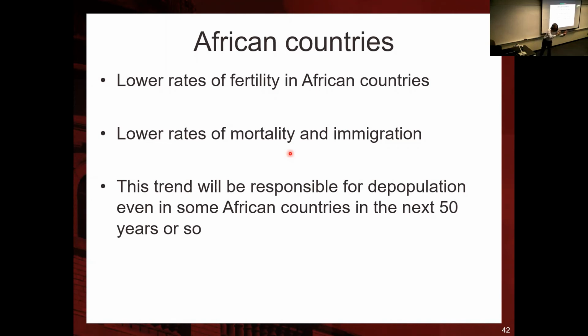But if you look at specific countries, because there is a lot of variation, of course, in Africa, then you might see depopulation in specific countries as well in the next 50 years. But the continent as a whole, as we mentioned, is still experiencing an overall increase in population these next 80 years.